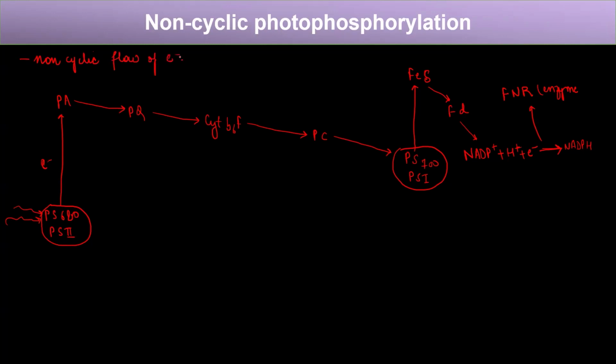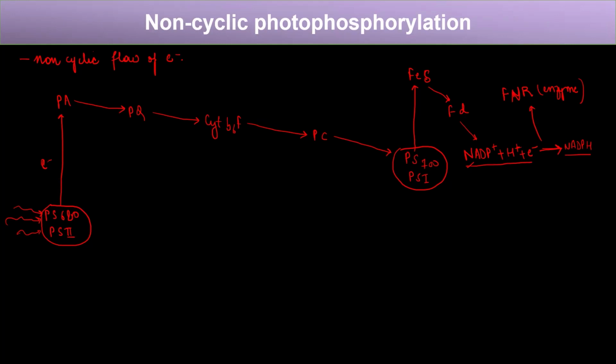In the last class, we saw how these electrons move. Photosystem 2 receives sunlight and excites its electron to the electron carriers Pa, followed by PQ, cytochrome B6F, PC, and then photosystem 1. From here it is accepted by FeS, and ultimately it reaches NADP plus, which converts it to NADPH. The enzyme that catalyzes this reaction is FNR, ferredoxin NADP reductase. All these things we covered in the previous class.